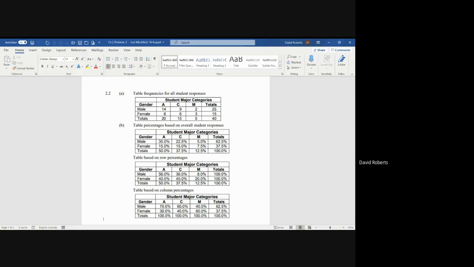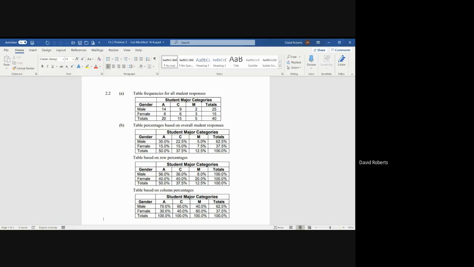What we're doing in part B is we're going to present them in percentages. So as far as the overall, 14 out of 40 is 35%. Males taking accounting represent 35% of all the students. Females taking accounting, 6 divided by 40, is 15%. So 15% of all respondents are females taking accounting, so they're both.